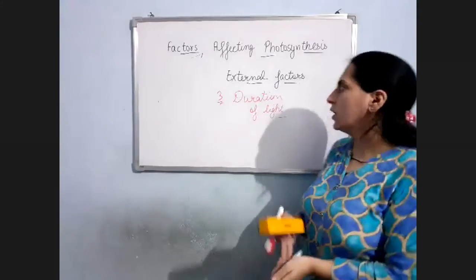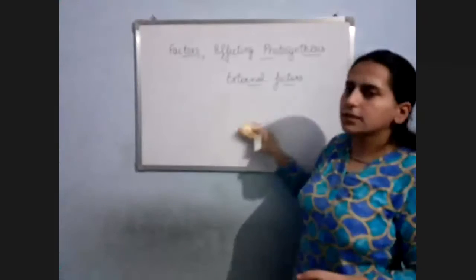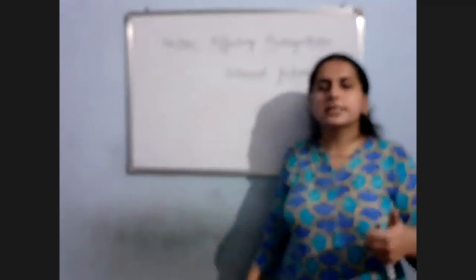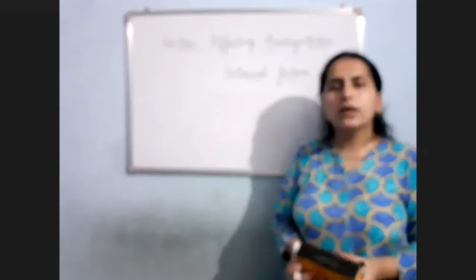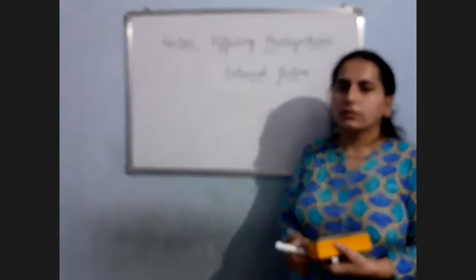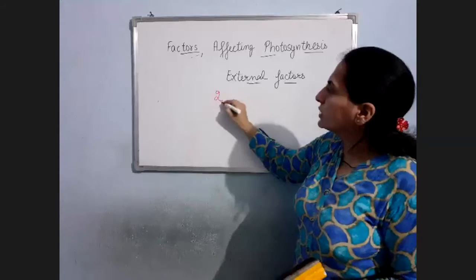Clear? Now, any doubt in the first external factor, that is light: light intensity, quality, and the last one, duration of light? Any doubt in the first factor? So now let me move to the second factor, that is concentration of CO2.